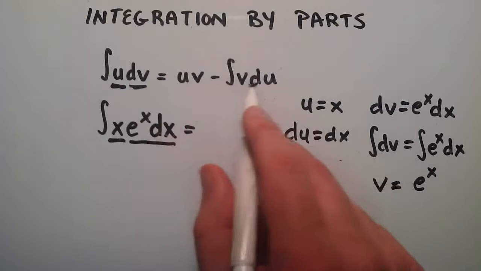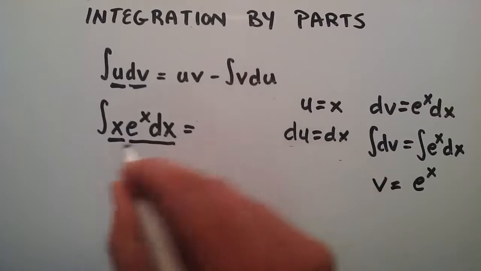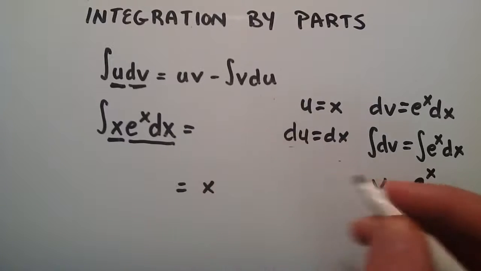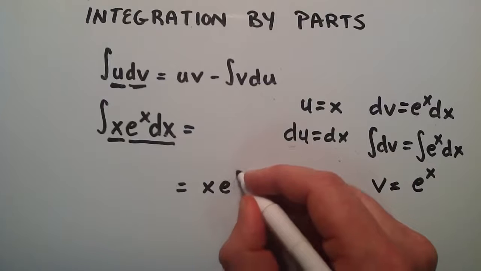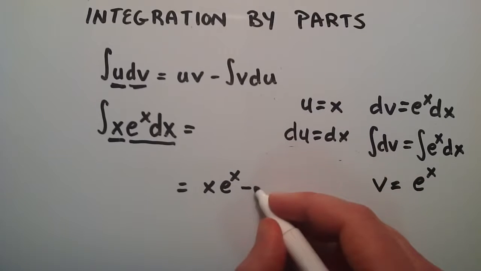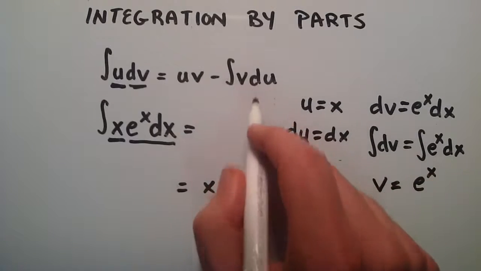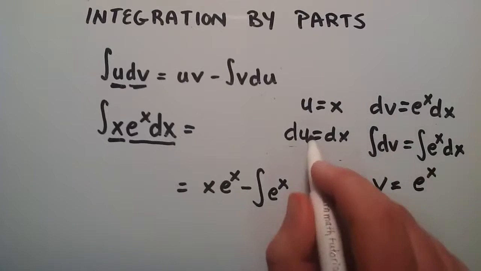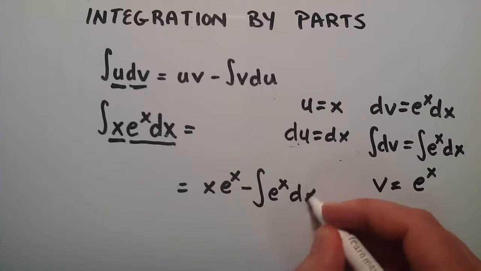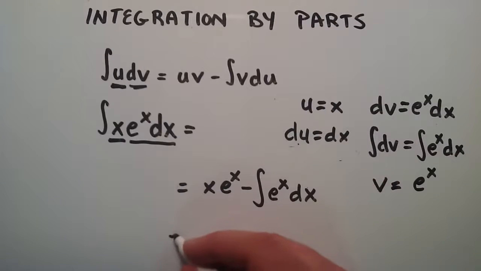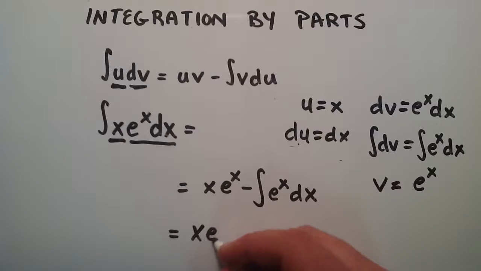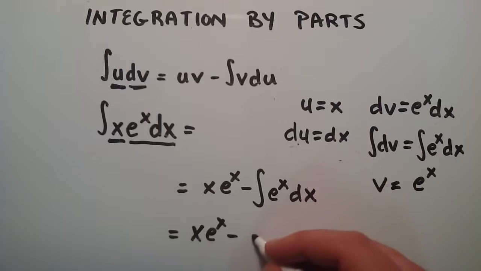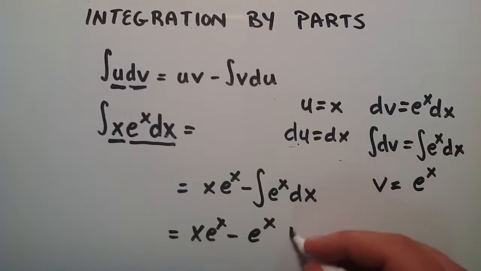Now we have all the parts we need. So this is going to equal u times v. U is equal to x, and v is equal to e to the x, so this is our u times v right here. And then we subtract the integral of v times du. v was e to the x, and du was dx. So this simply becomes x times e to the x minus the integral of e to the x with respect to x, which is simply e to the x. And then we can add our constant term here.